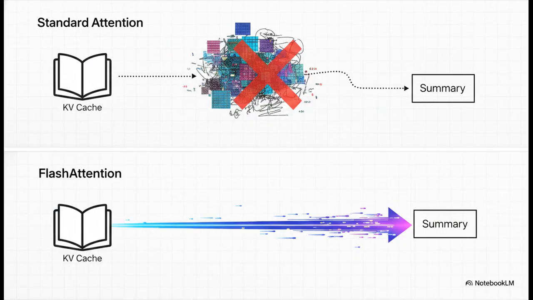Think of it like reading a textbook. The key value cache is the book sitting on your shelf. It has to be there. The standard attention matrix is like writing down a giant pile of rough notes that you then have to sort through later.